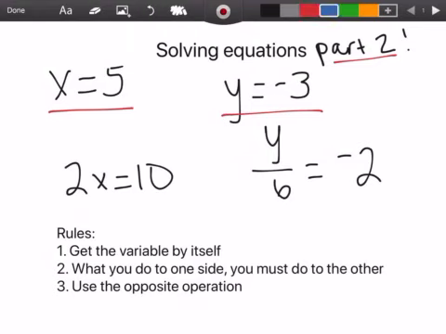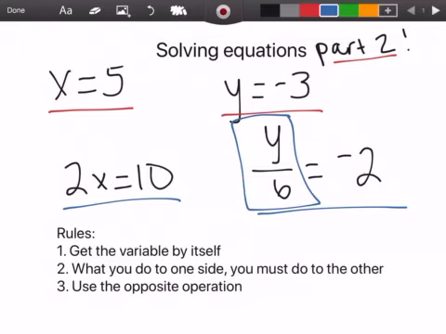So multiplication and division equations are going to look like these other two, 2x equals 10 and y divided by 6 equals negative 2. You are going to see division as a fraction in these equations. So you need to understand that when you see a fraction, that means division. Y divided by 6, division. Okay, in multiplication, this means multiply. So we're multiplying 2 times x because they are touching.